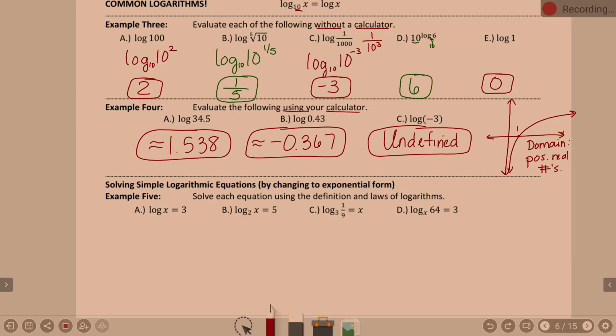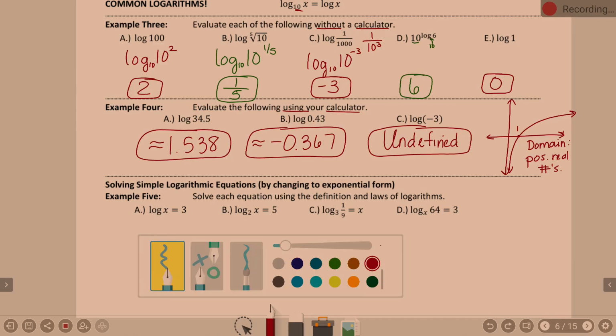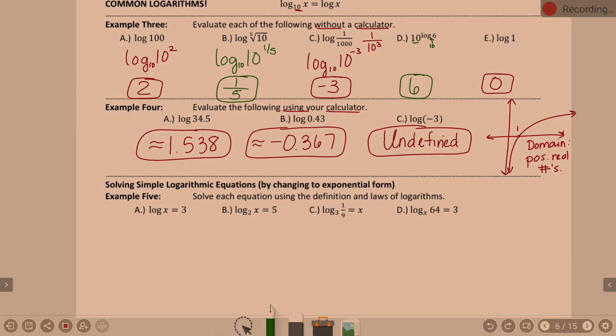Example 5 asks us to solve some more log equations, although these are actual equations where there's already an equal sign. It says by changing to exponential form. Solve each equation using the definition and laws of logarithms. So when I say log of x equals 3, we need to take this out of log form and into exponential form. 10 to the third equals x. This is an invisible base 10.